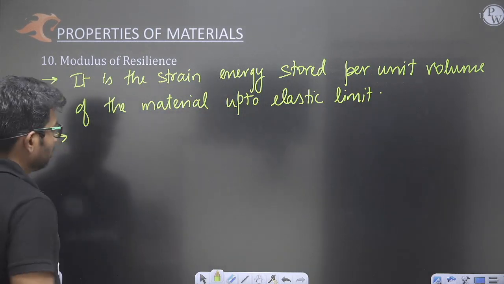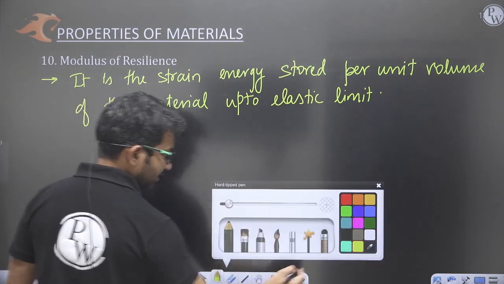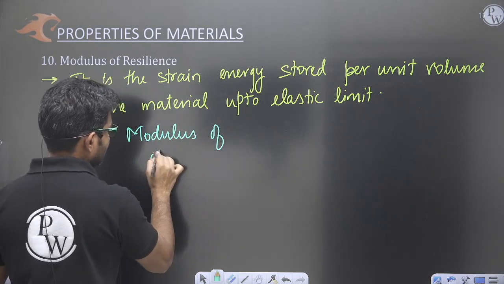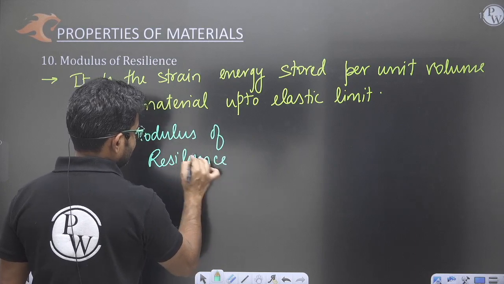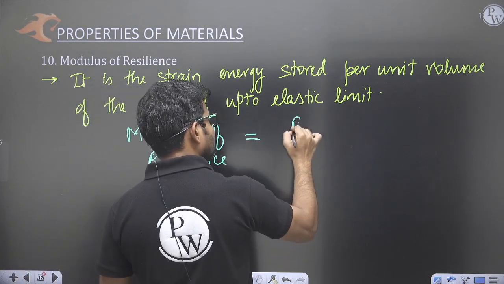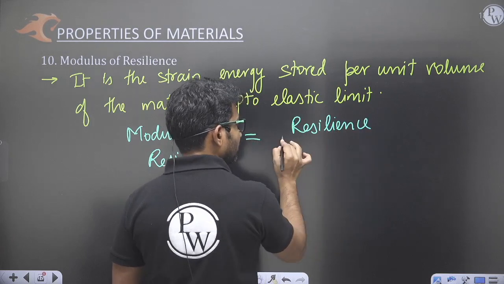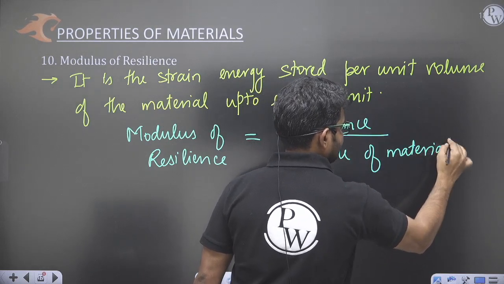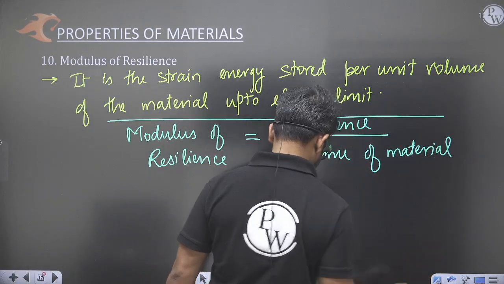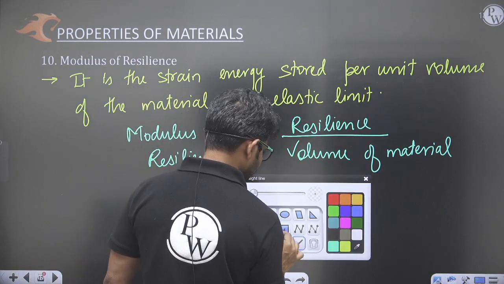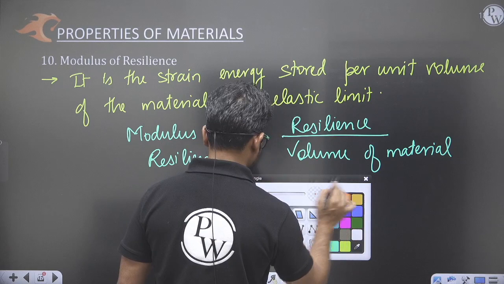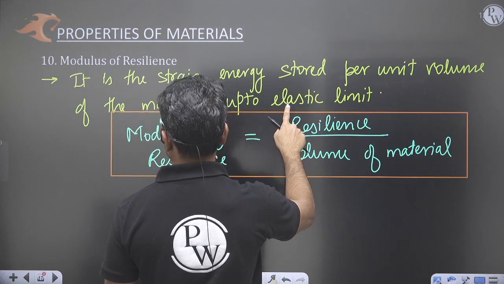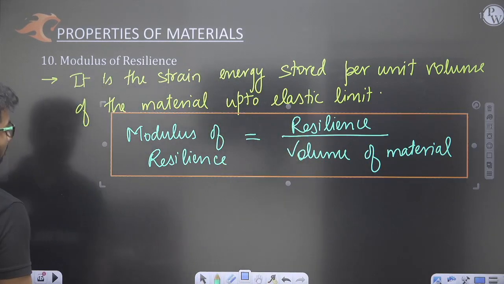Okay, so modulus of resilience can be defined as resilience per unit volume of the material. Resilience per unit volume of the material, that will be the modulus of resilience. Right. Okay, so this is the modulus of resilience, right?